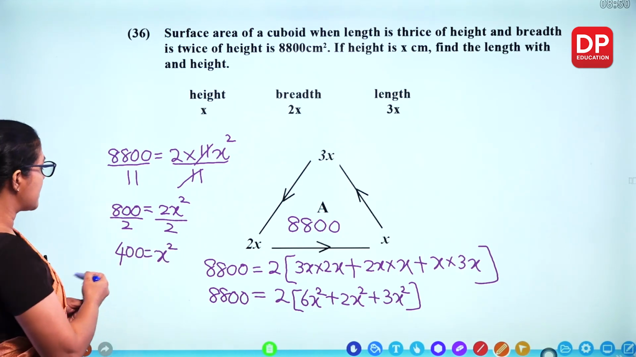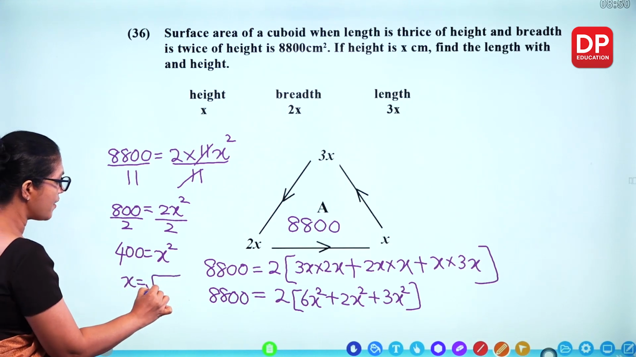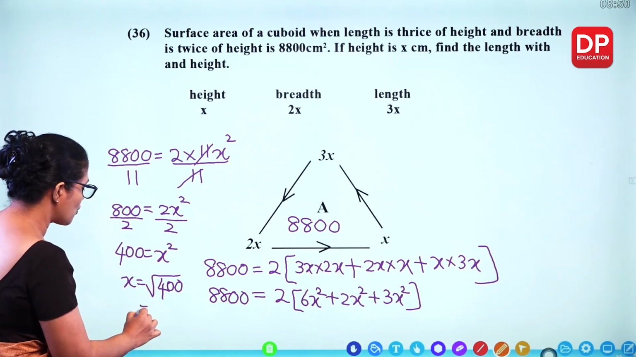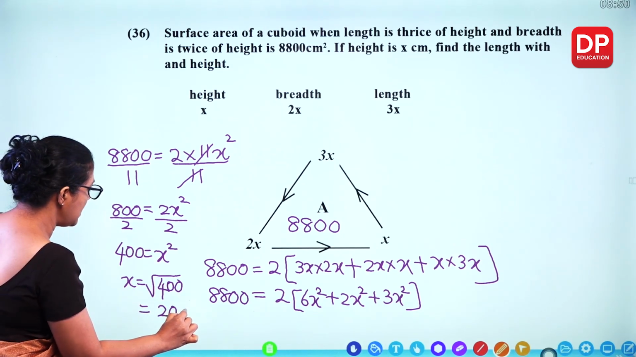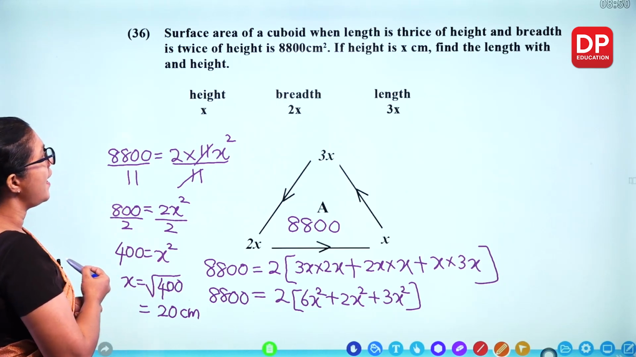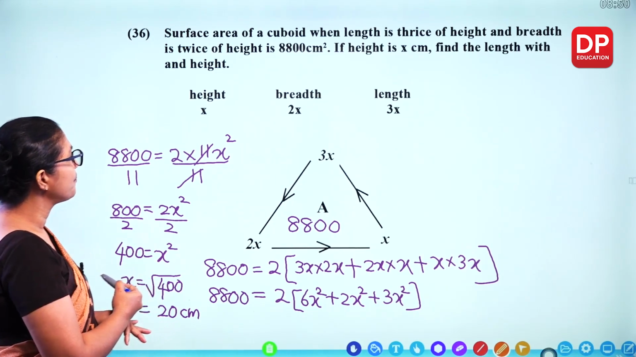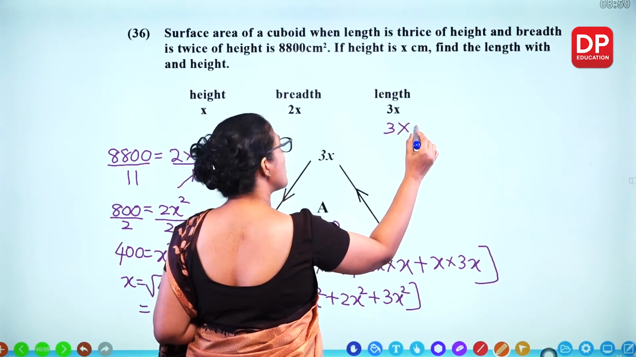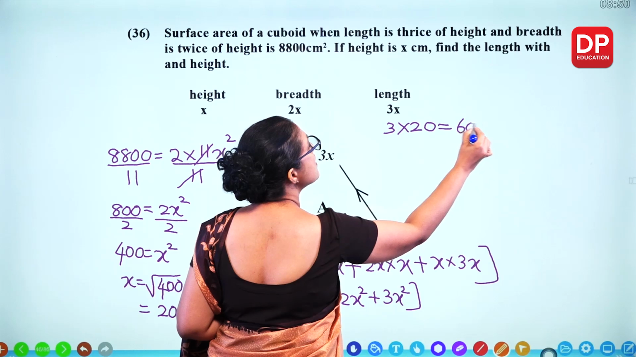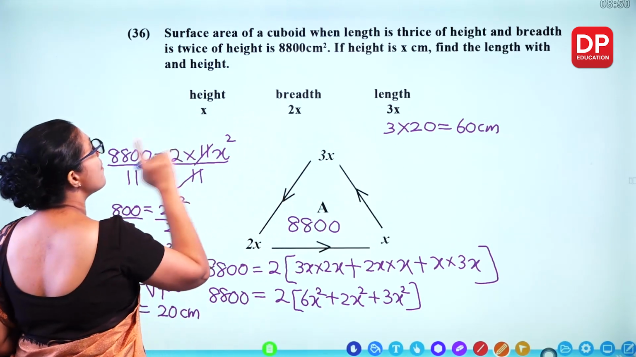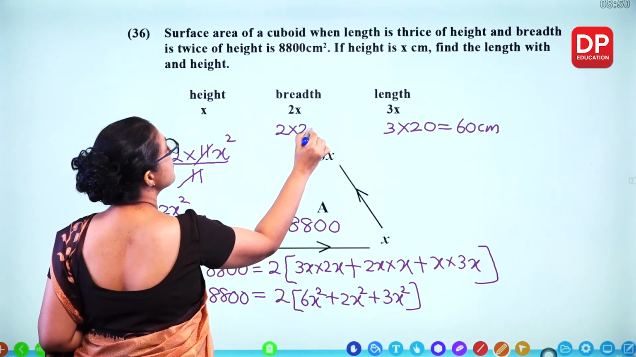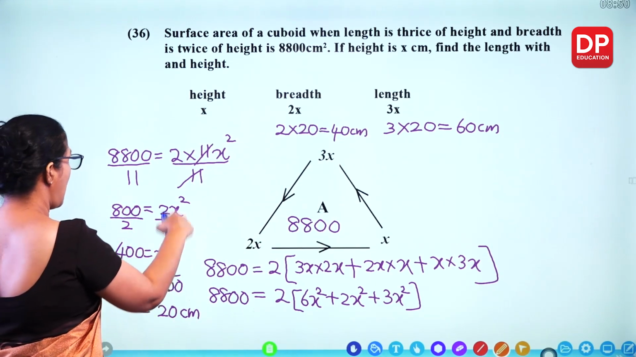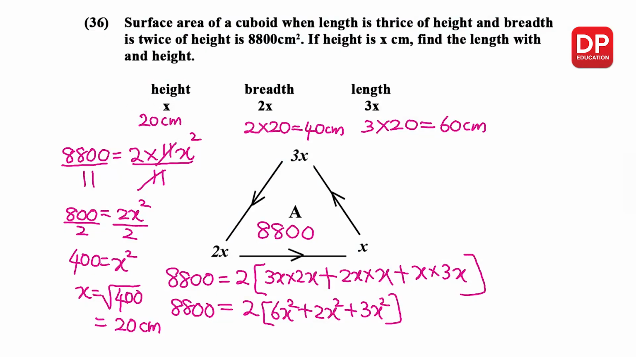So how do you find out x? Take the square root of 400. So what's 400? 20 times 20. So the square root is 20 centimeters for x. So what's the length? Length is 3x. 3 times x, which is 20, that's 60 centimeters. So what's the breadth? 2 times 20. That's 40 centimeters. And what's the height? Height is 20 centimeters.